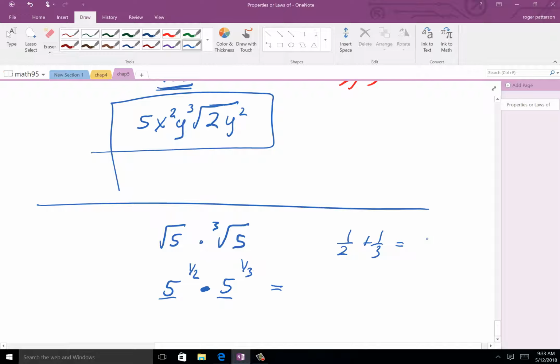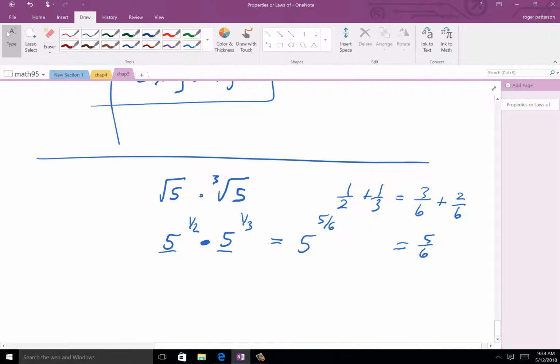How many 6ths would 1/2 be? 3. So we have 3/6 plus 2/6, so we're going to get 5/6 power. That's what that's going to look like. It says here in the example that they want us to write it in radical notation, so I have to convert this into radical notation.